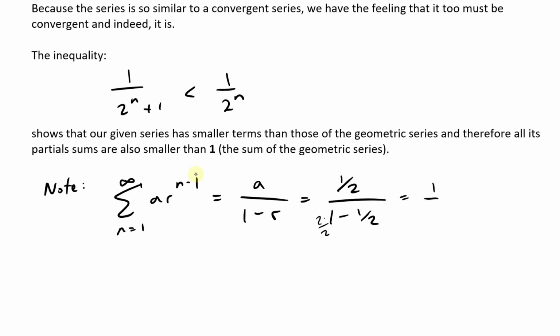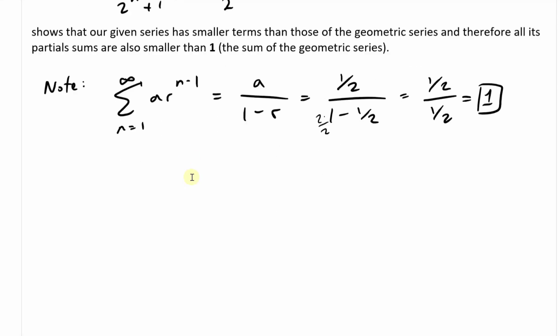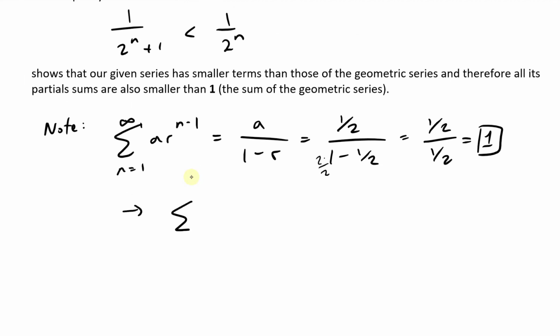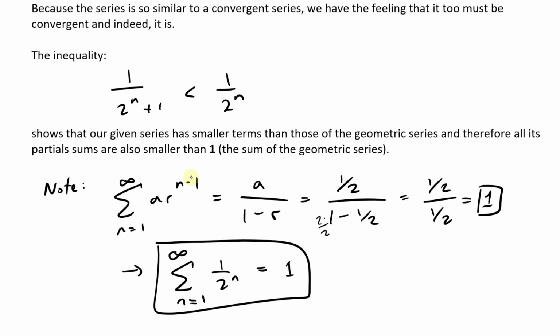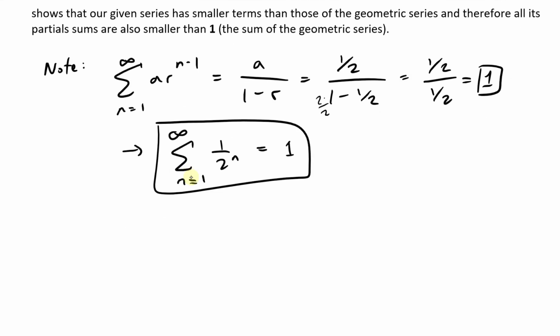So we're going to get a 1/2 on the top over a 1/2. They cancel, and you're going to get equals to 1. So in other words, the summation right here, this geometric series, n equals 1 to infinity of 1 over 2^n, is equal to 1. So that's the sum. Yeah, so this one should be less than that, so it should also be convergent.